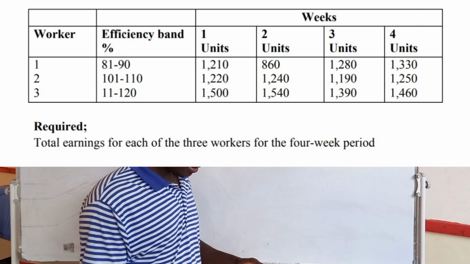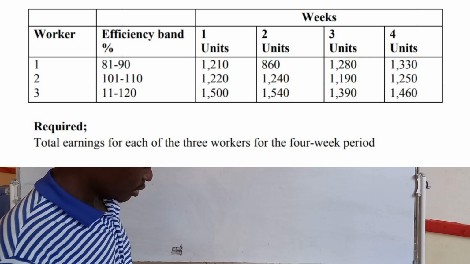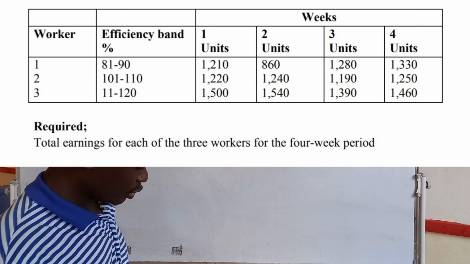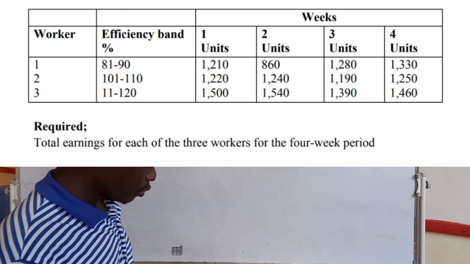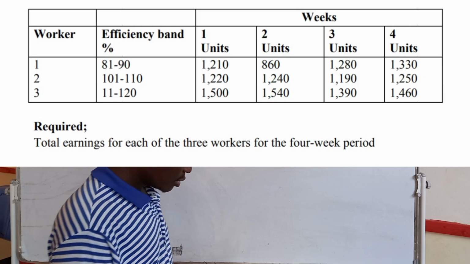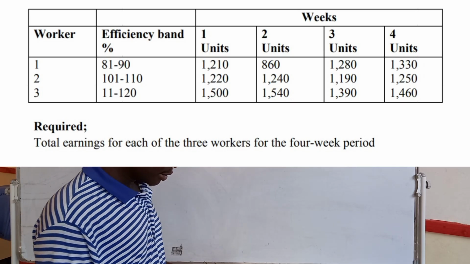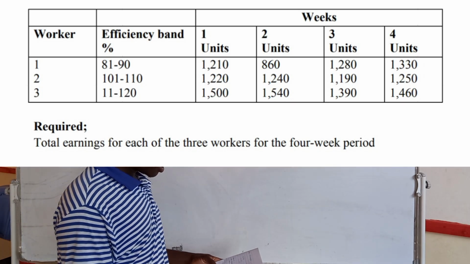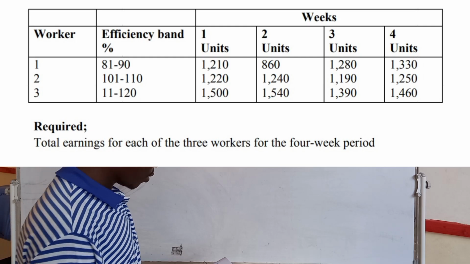Worker, efficiency band, weeks. So we have the 3 workers and the 4 weeks. Worker 1, 81 to 90. Units produced in week 1 is 1,210. Week 2 is 860. Week 3 is 1,280. Week 4, 1,330.